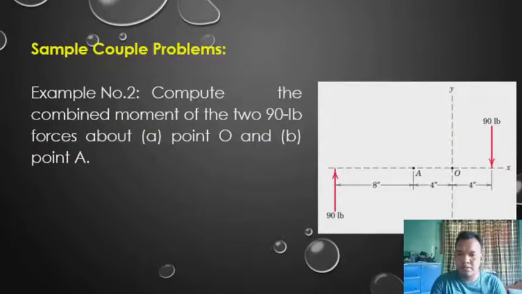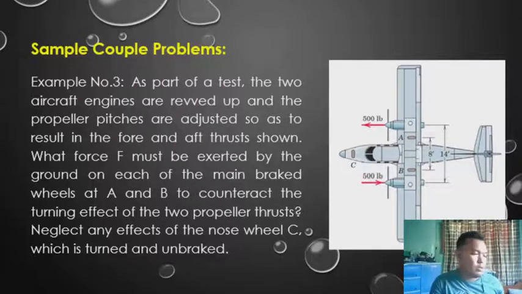Next problem po tayo. We have here problem number 3. So as part of the test, the two aircraft engines are revved up and the propeller pitches are adjusted so as to result in the fore and aft thrust shown. The force F must be exerted by the ground on each of the main brake wheels at A and B to counteract the turning effect of the two propeller thrusts. Neglect any effect of the nose wheel C, which is turned and unbraked.